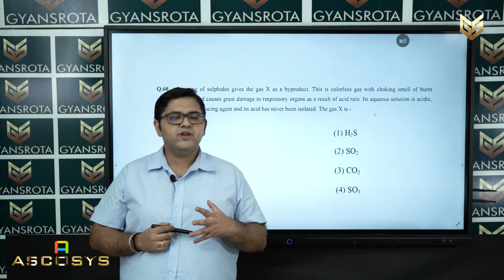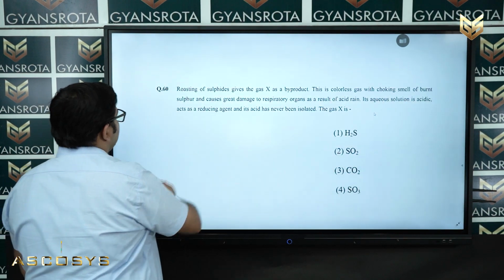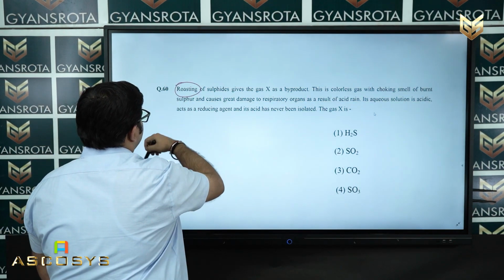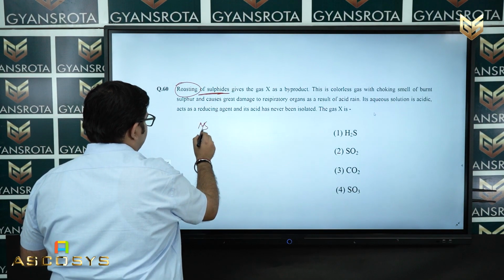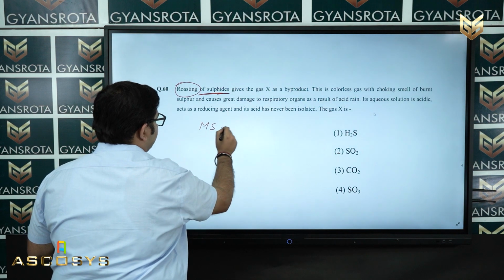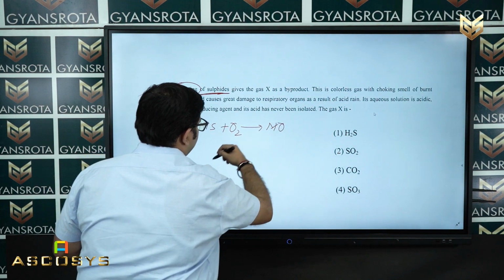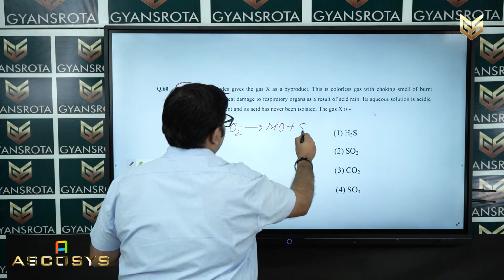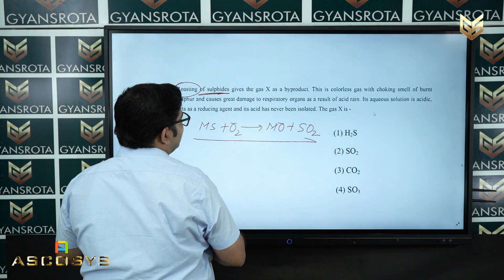So, now we are moving to the solution part. Now, they are giving us roasting, basically roasting of sulphides. So, here this sulphide, that is MS, I am writing as MS, reacts with oxygen and it will give that metal oxide plus your sulfur dioxide. So, this is the reaction. Okay. Now, this is a colorless gas.